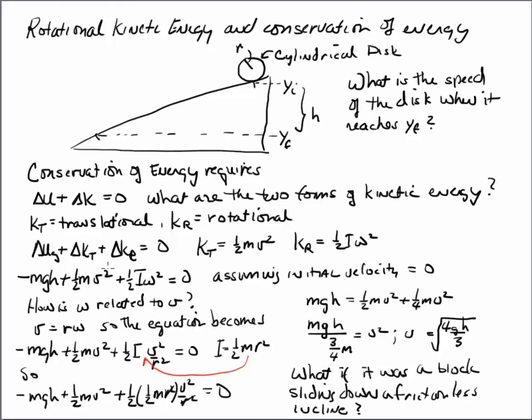What if it was a block sliding down a frictionless incline? What would the final velocity be? Compare that to the velocity of the rolling object and determine which one is larger, the rolling object at the time it gets to YF or a block sliding down a frictionless plane by the time it gets to YF. End of module.